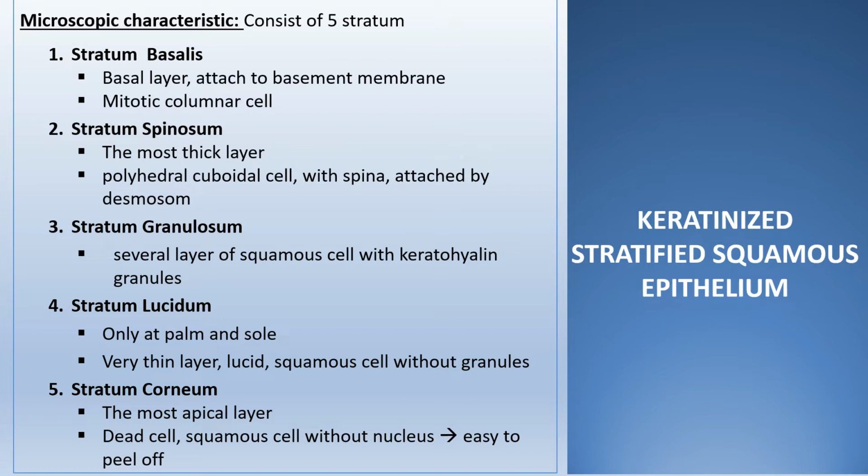Stratum lucidum is found only at the palm and sole, and it is a very thin, very lucid layer, consisting of squamous cells without granules. The top of the keratinized stratified squamous epithelium is the stratum corneum. Stratum corneum is the most apical layer, consisting of dead squamous cells without nucleus. This stratum corneum is easy to peel off.